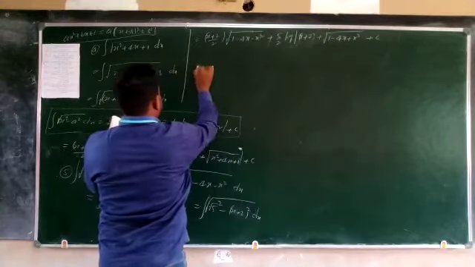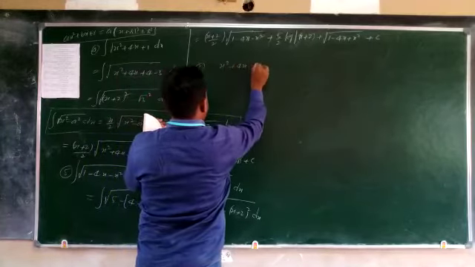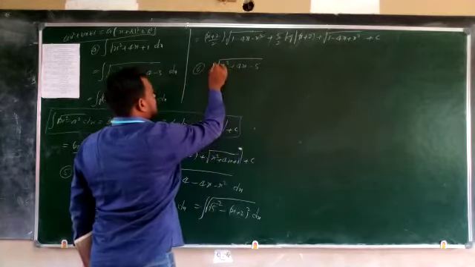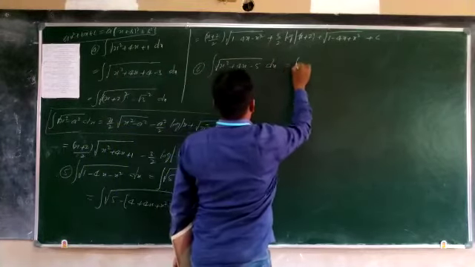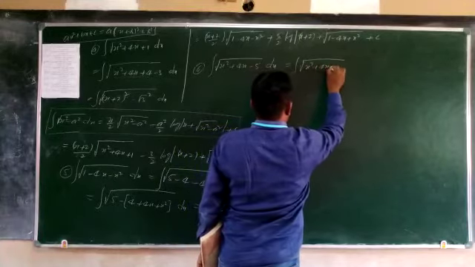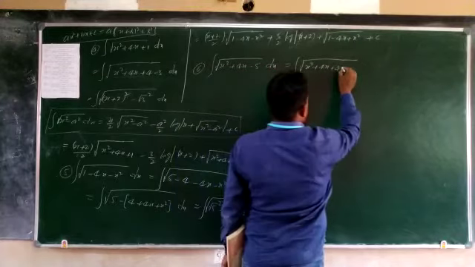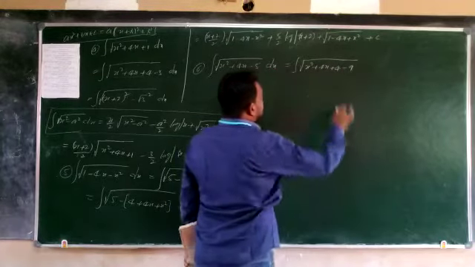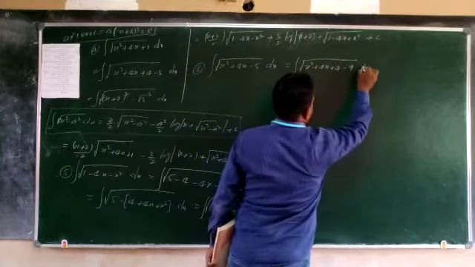X square plus 6. This is the answer. Next to sixth question: square root of x square plus 4x minus 5 is there. So integration dx we are writing. This is equals to what? Integration of square root of x square plus 4x plus 4, I am writing. Here minus 5 is there, so 4 minus 9, minus 5, into dx.